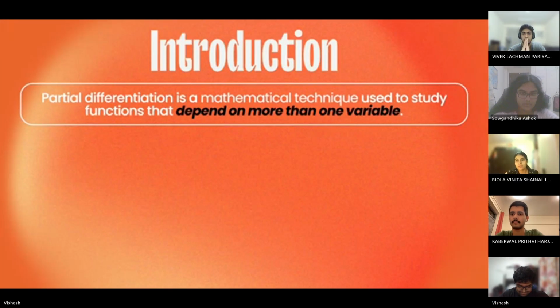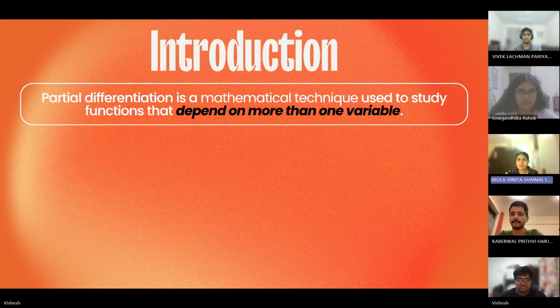Okay, so we have just gone through the roadmap of what we are going to cover today. I'm Riola and I'll be walking you through the mathematical idea that holds all this together, which is partial differentiation. Now, most of us already know what differentiation is, right? So you take a function, you calculate how it changes, and that gives you a rate of change. It's pretty straightforward. But in real life, things are rarely dependent on just one variable.